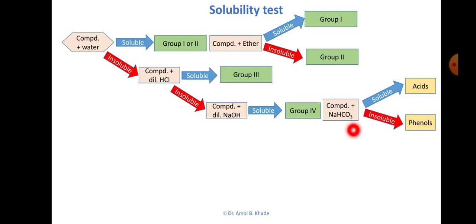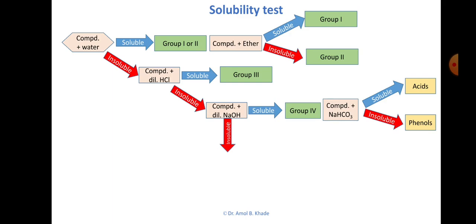If it is not solubilizing your compound, then it will be a phenol. Okay, so this is how you can get the differentiation of group 4, whether your compound belongs to the acids or to the phenols.